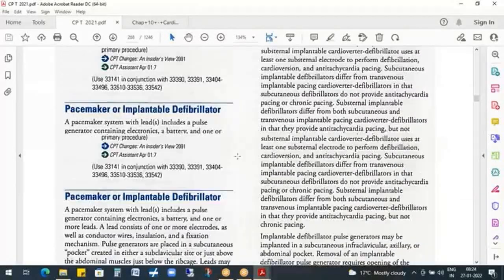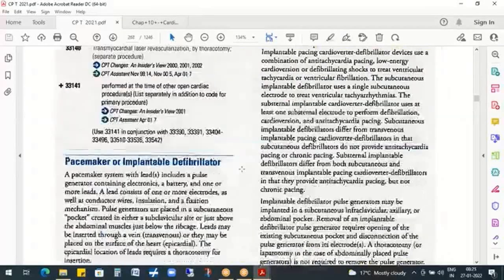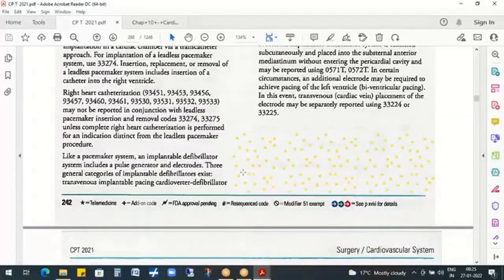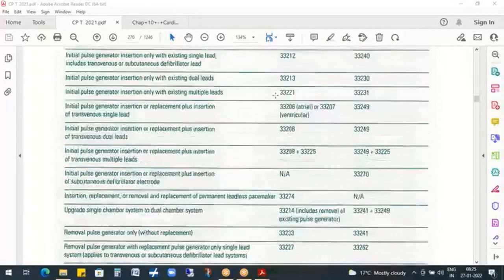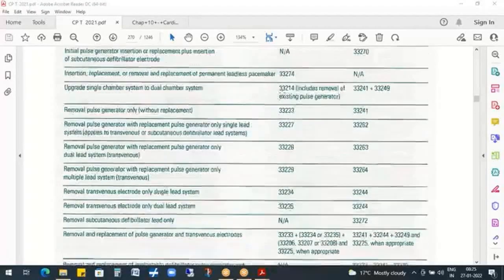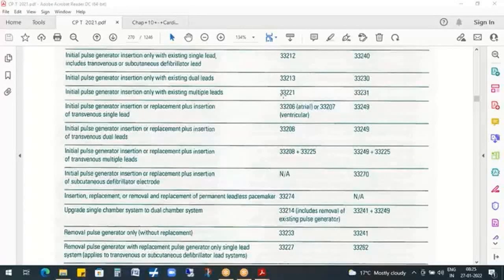Directly go with the page number 242. Now you can see a table there, page number 244. You can see the table there.